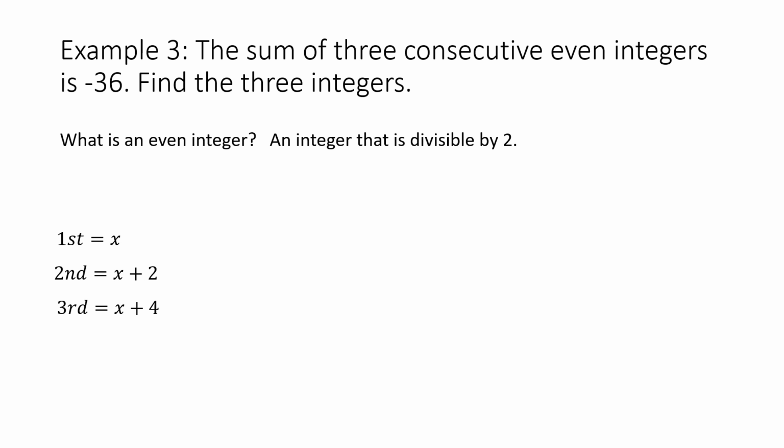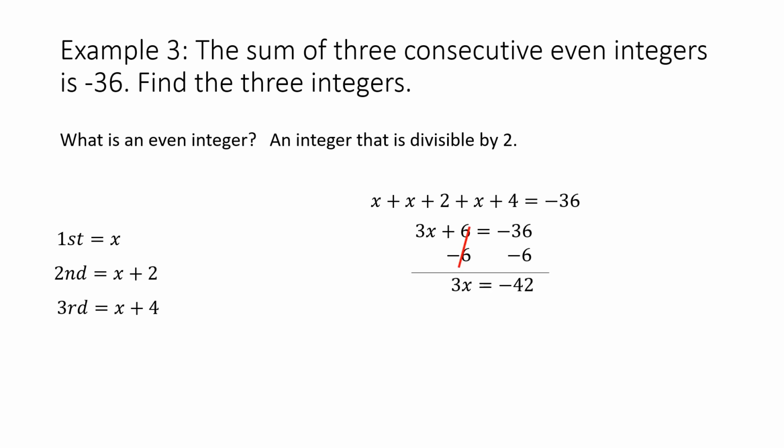So we're going to take those expressions and set up an equation to have the sum equal to negative 36. And then we're going to simplify the left side of the equation. That's going to give us 3x plus 6 equals negative 36. Then we're going to subtract 6 on both sides. 3x is going to equal negative 42. And then I'm going to divide by 3 on both sides. x is going to equal negative 14. So that's going to be my first integer.